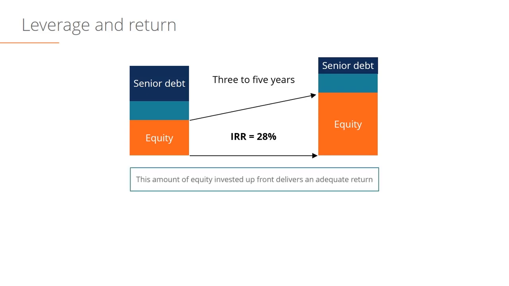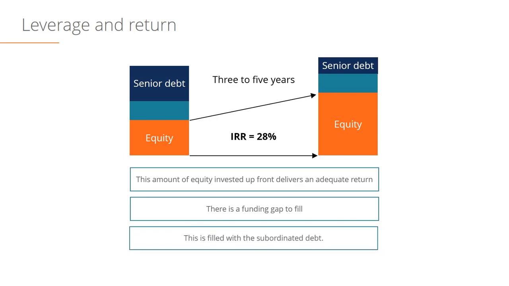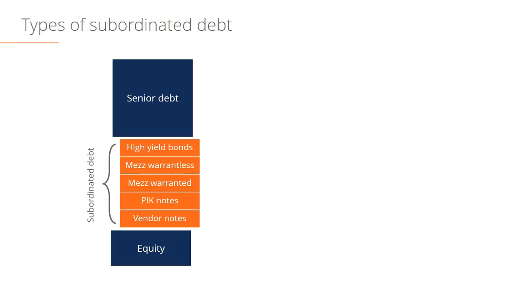So it's important to ensure that the amount of equity invested up front delivers that adequate internal rate of return, at least for a financial sponsor. And if there is a funding gap to fill, it's often filled with subordinated debt. Senior debt is maxed out, the equity component that's required is put in place, and hopefully subordinated debt fills that gap. Now let's move down the capital stack into subordinated debt.